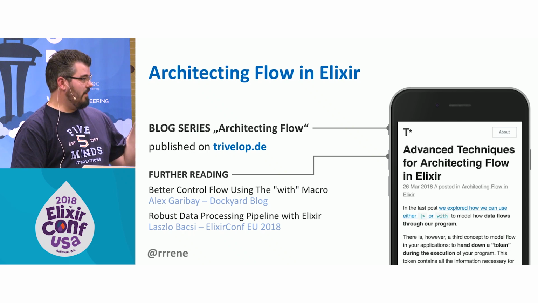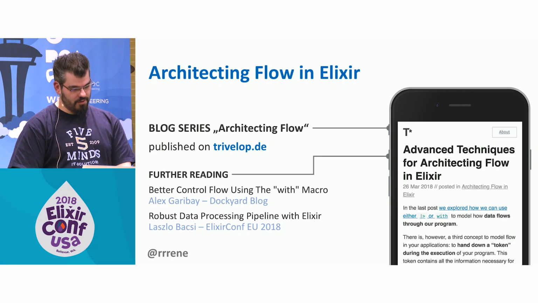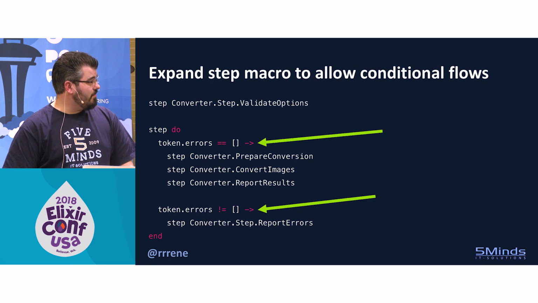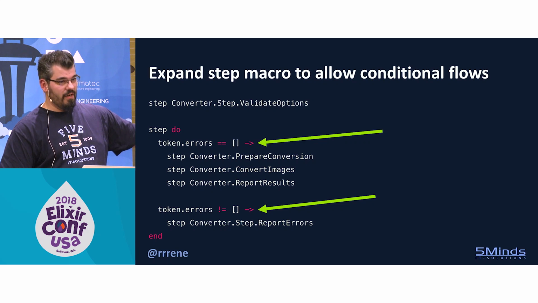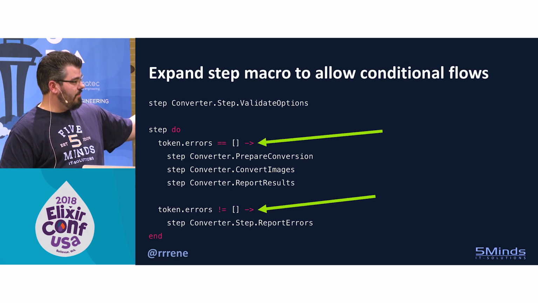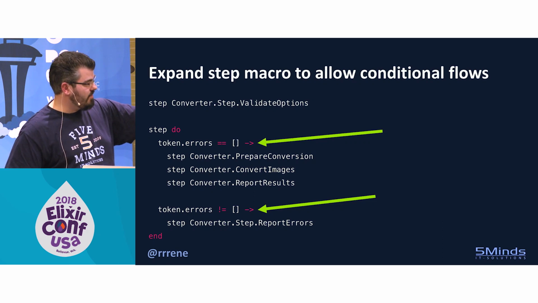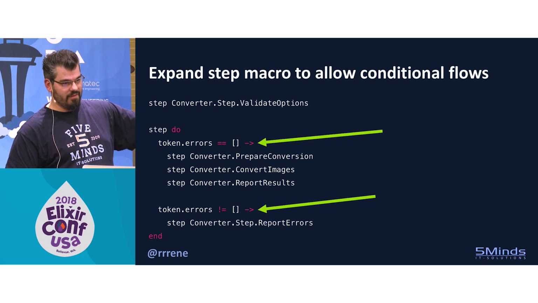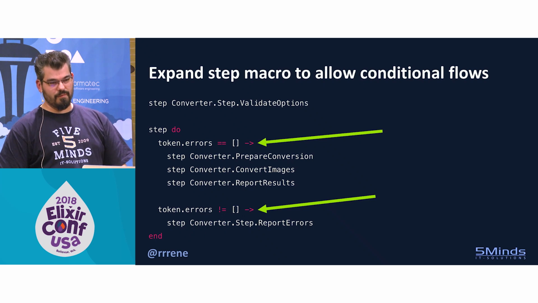Yes, so in the blog series, there's an article which shows exactly that. What this really is, is that the condition token.errors equals an empty list is actually an option to every step macro below it, like step, converter, prepare conversion, and then if colon that. And you will see in the blog post how that works. Great, thank you.